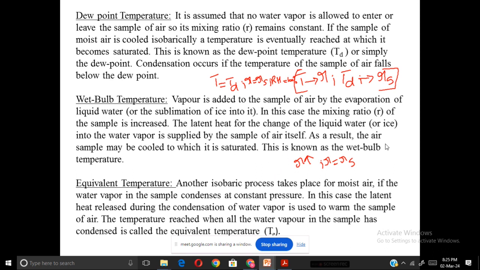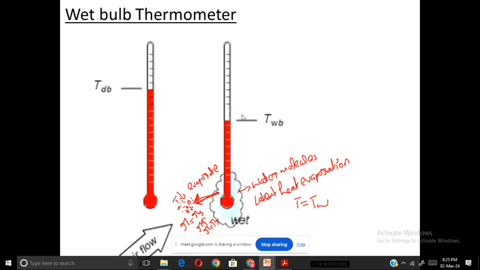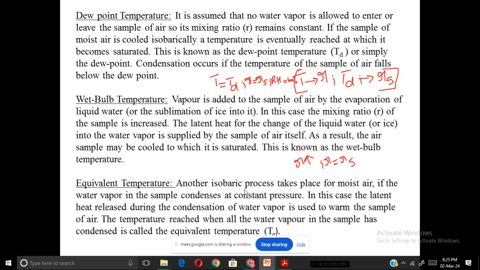So that is wet bulb temperature. In case of wet bulb, we are adding more vapor to the sample of air. Wet bulb temperature is basically measured using a wet bulb thermometer, which has a wet or moist cloth wrapped around the mercury bulb at the bottom of the thermometer.